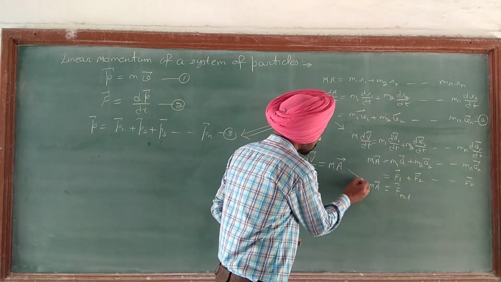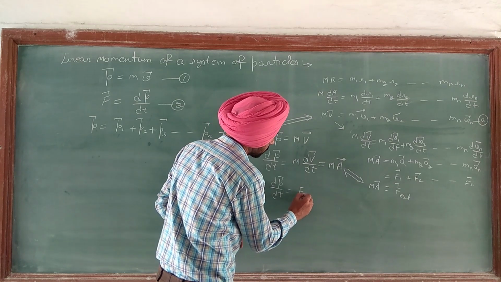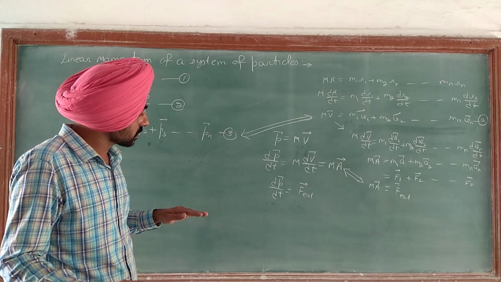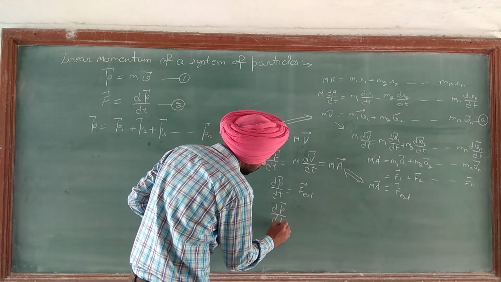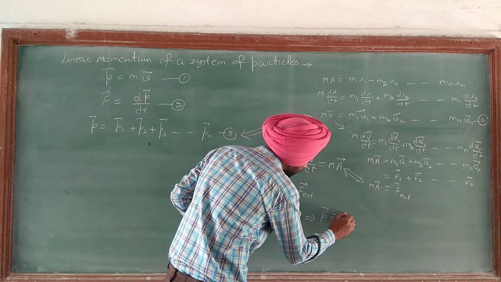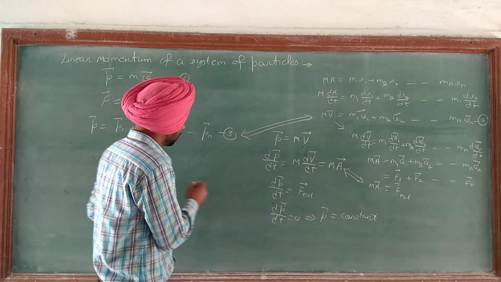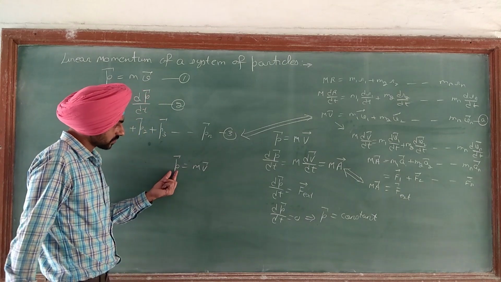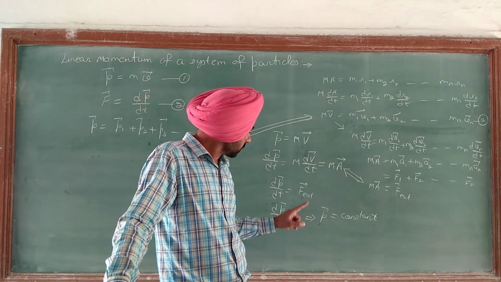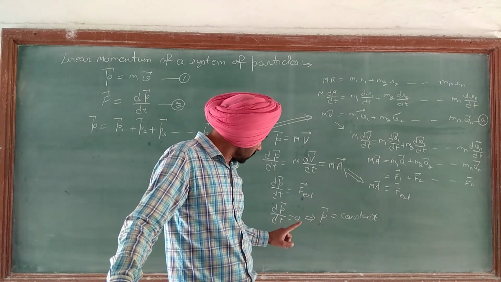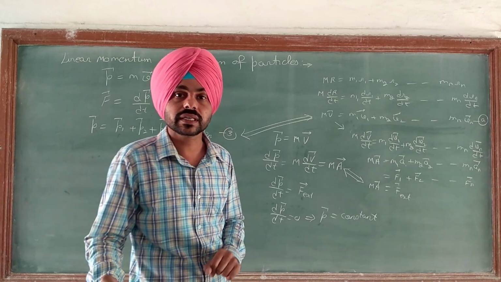If we compare these two equations, then we get dP upon dt is F external. Now suppose there is no external force acting on the system. In that case, dP upon dt is 0. So from here, momentum P is constant. If momentum P is constant, then as we know P is M into V, the velocity of the center of mass is also constant. That means if the external force acting on the system is 0, then the total linear momentum of the system is constant. This is the law of conservation of linear momentum.